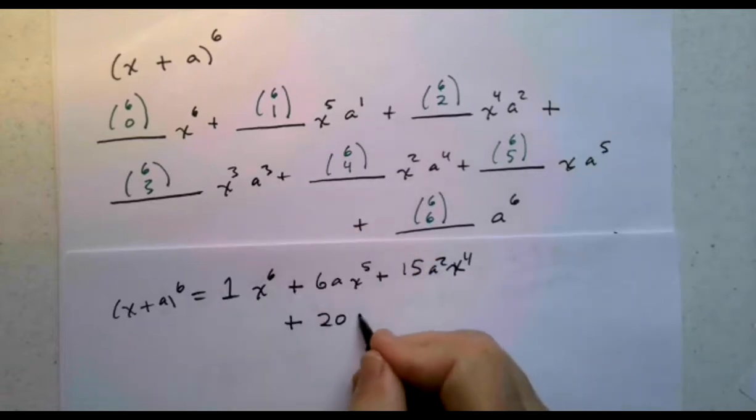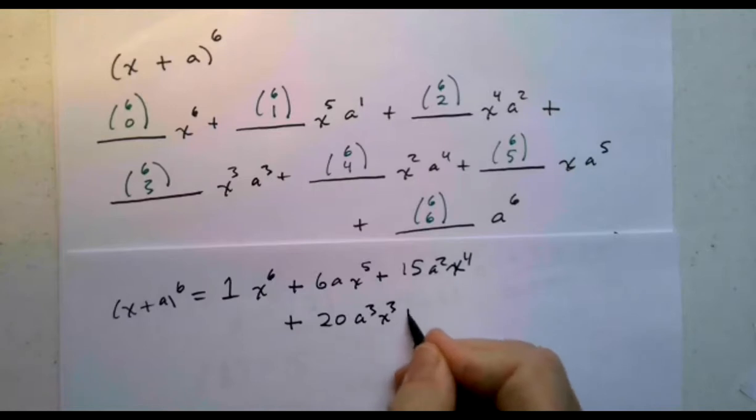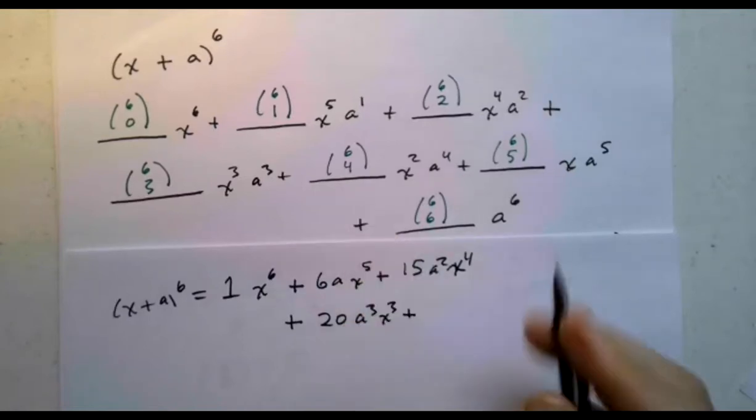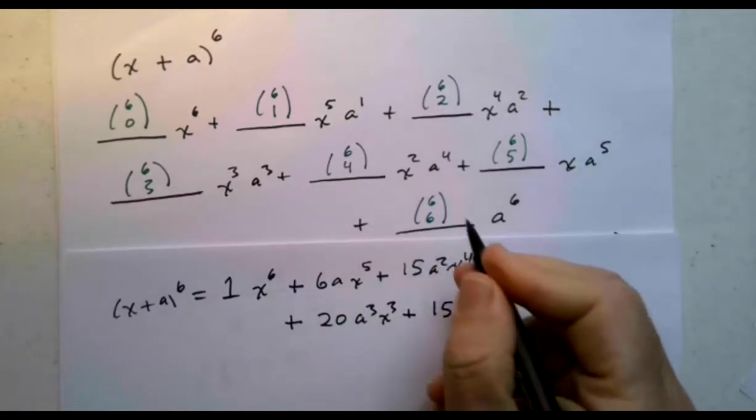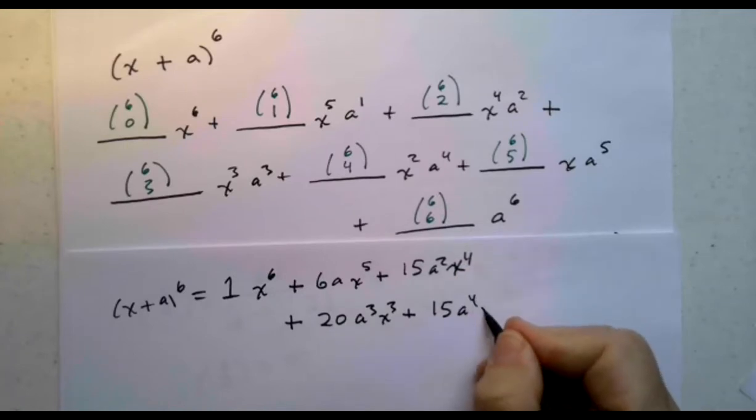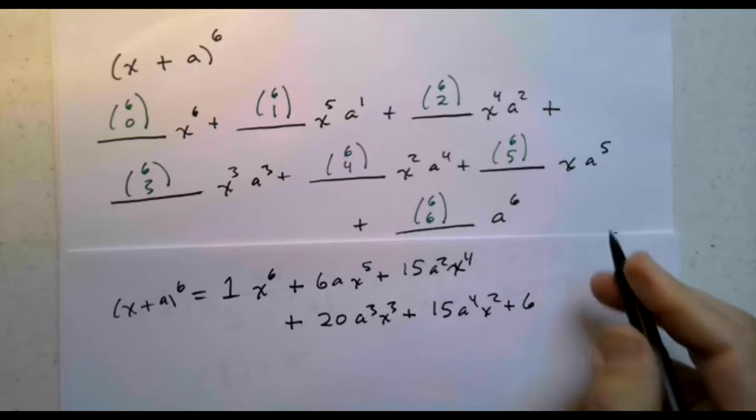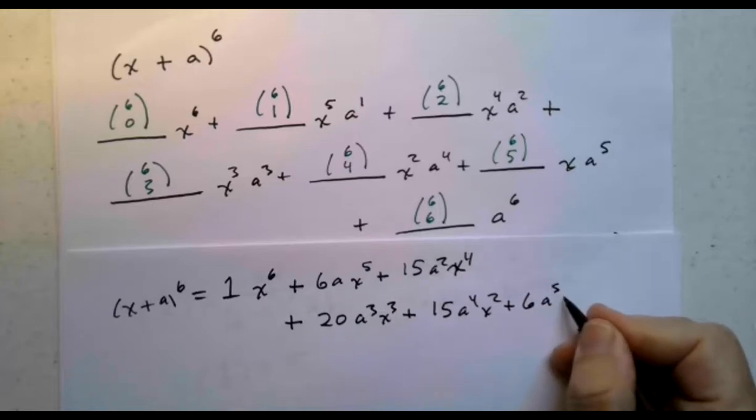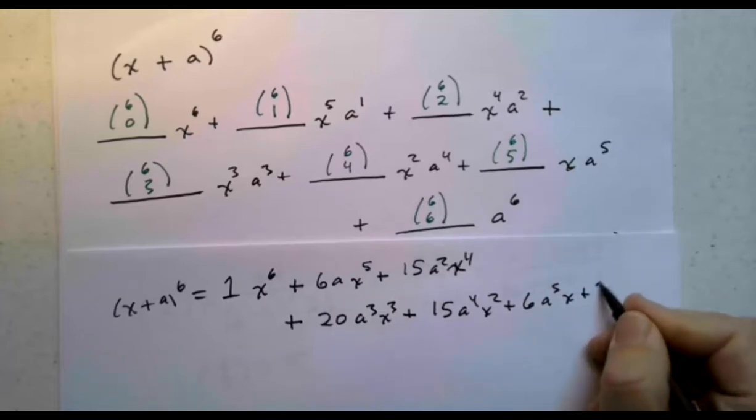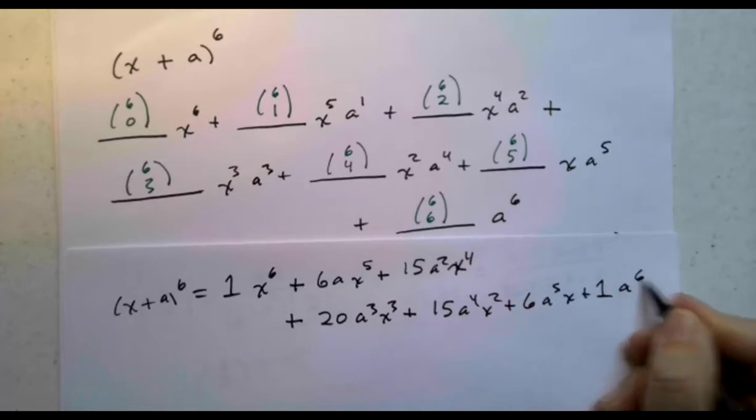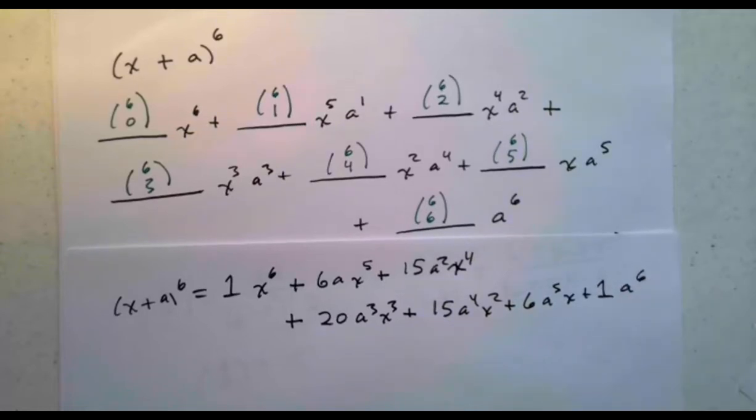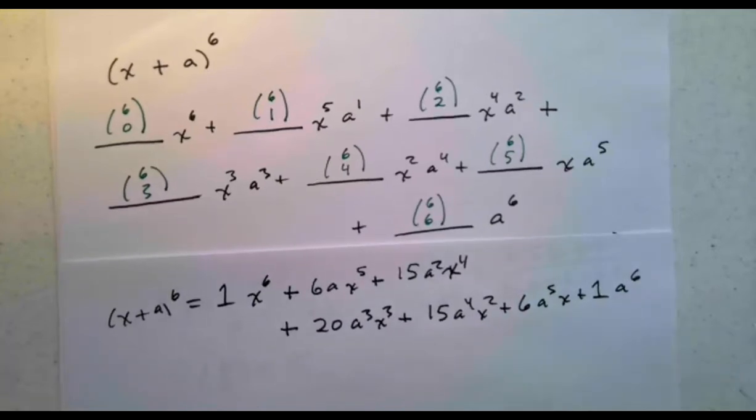A cubed x cubed, plus 6 choose 4 is 15. A to the fourth x squared, plus 6 choose 5 is 6. A to the fifth x, plus 6 choose 6 is 1. A to the sixth. So that's how I can get that, using the calculator to help me do some of that.